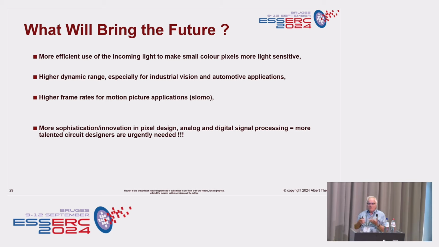High frame rates for motion picture applications, slow-mo. I don't know whether you saw the Olympic Games a couple of weeks ago in Paris. These extremely beautiful images of the horses jumping over the fences, in slow motion. Or during the cycling, if somebody hits the wall, they show you these beautiful slow motion images. That's what I'm referring to. They capture the information at a 6 to 10 times higher frame rate, and then display it at a normal frame rate, and then you get these beautiful slow motion pictures. There's still a lot of work to do.